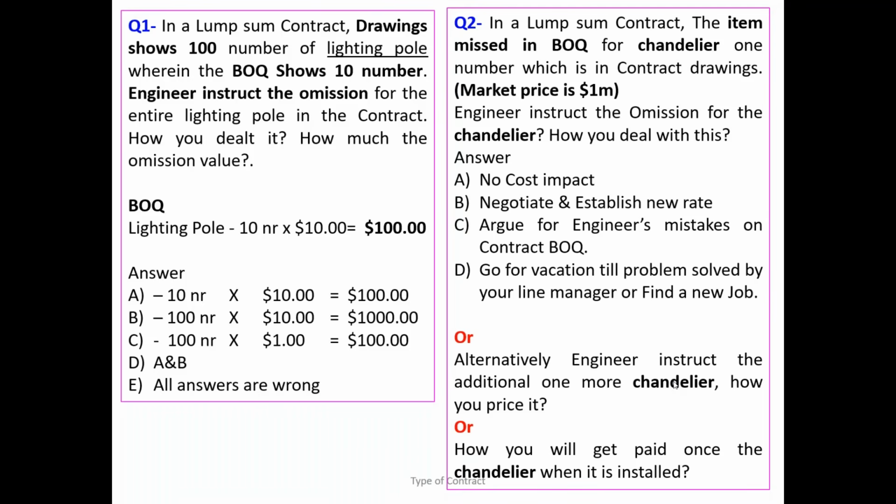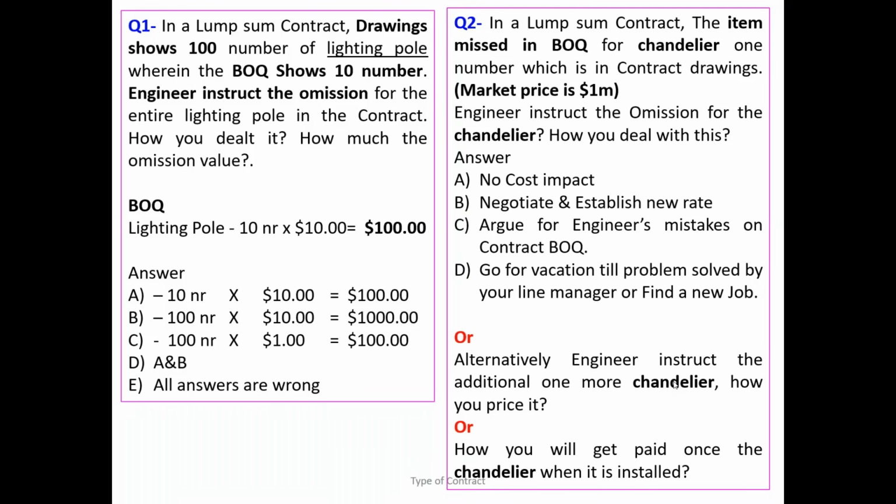Nothing happened. Okay, nobody argues the omission or addition, but you get the job done. How are you going to get paid? Are you going to ask for new extra money once the work is done, saying that I didn't price it? What do you think?